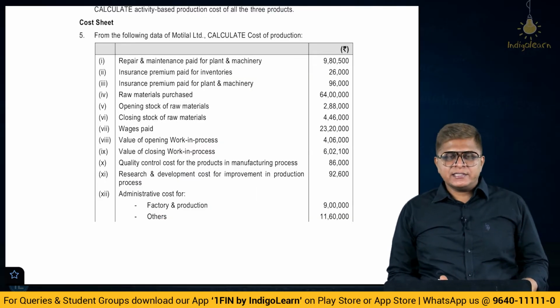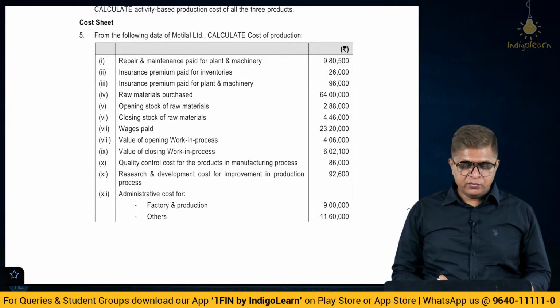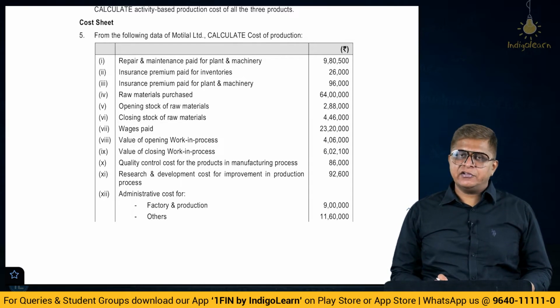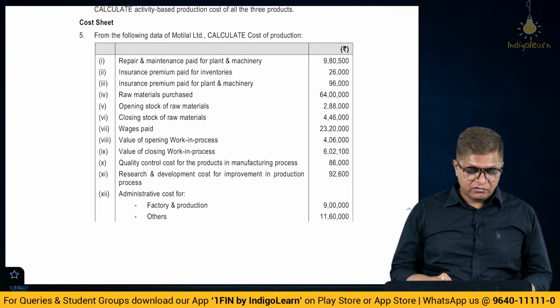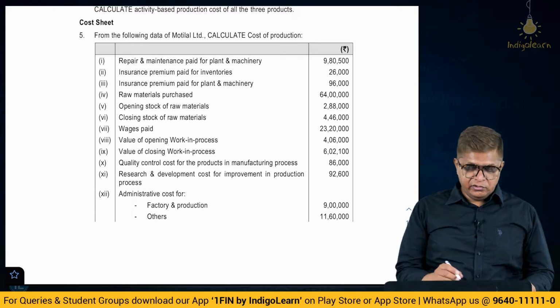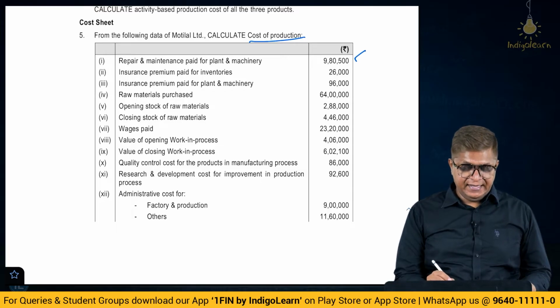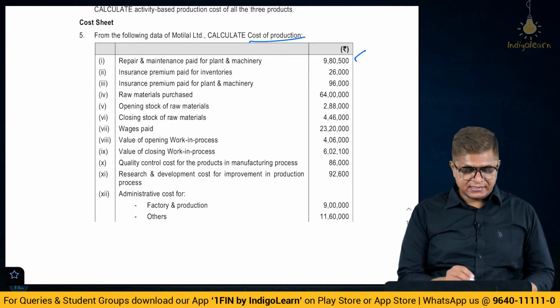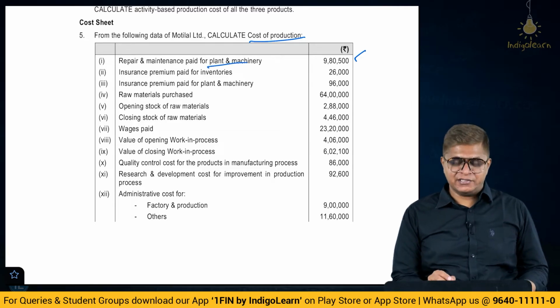Let's look at the next question. Now this is a simple question from cost sheet, and we are required to prepare the cost sheet and calculate the cost of production. Alright, from the following data of Motilal Limited, calculate cost of production. So repair and maintenance paid for plant and machinery, 9,80,500. Shall we include it in the cost of production? Yes, since it is related to normal repairs and maintenance of plant and machinery.